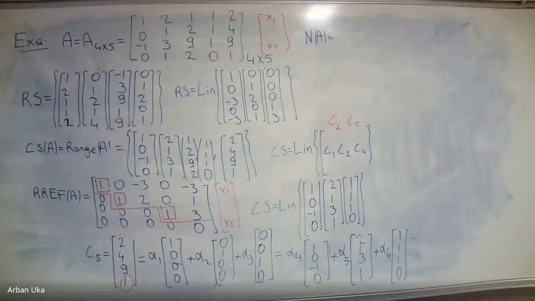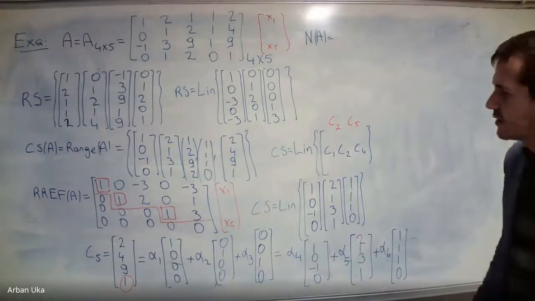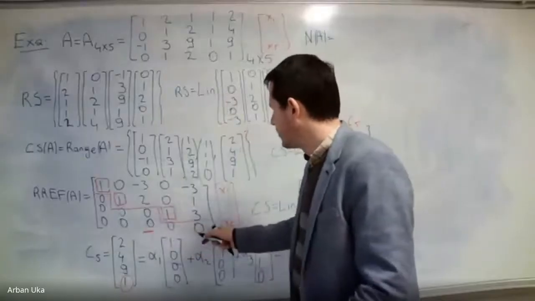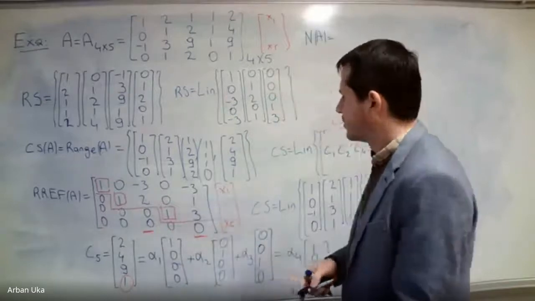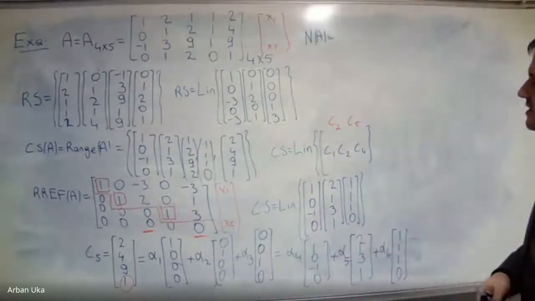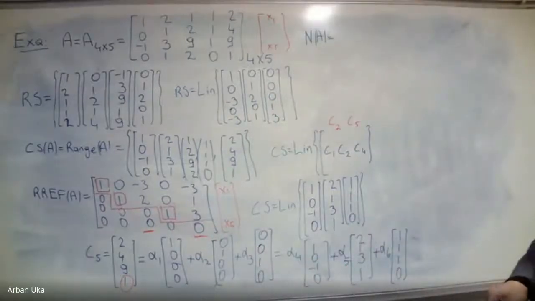How many free variables do we have here in the reduced row echelon form? Two, I think. Yes, there are 2. Wherever we don't have a leading one, those are free variables. So it looks like the free variables are X3 and X5.